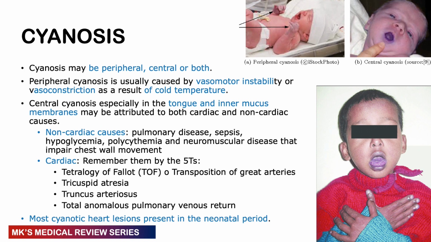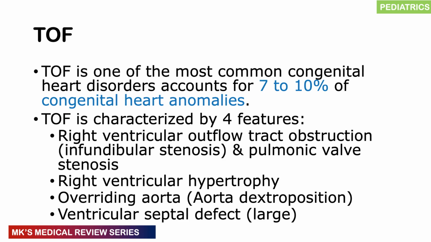While as for the cardiac causes, remember the 5 T's. Tetralogy of Fallot, which we will talk about in this lecture, transposition of the great vessels, tricuspid atresia, truncus arteriosus, and total anomalous pulmonary venous return. Remember that most cyanotic heart lesions are going to present within the neonatal period. The most common cyanotic congenital heart disease is Tetralogy of Fallot.